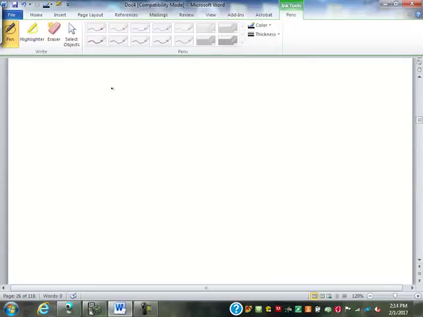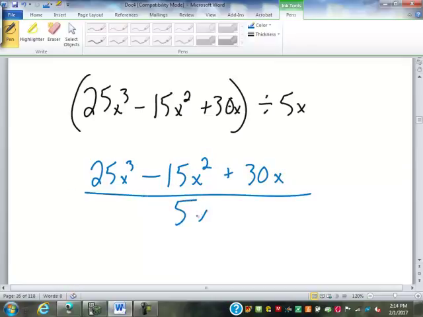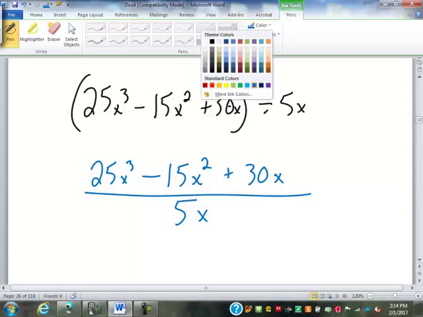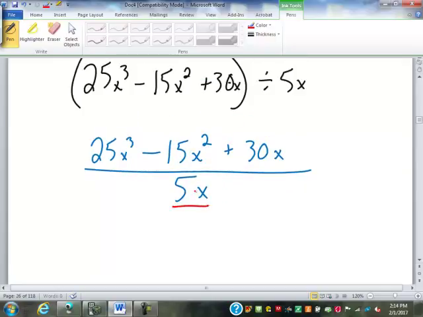So then how about something like this? It's a division, but we're dividing a multi-digit number by that single-digit number. To me, it's easier if I rewrite this like this. Stick with me, guys. Okay. So here we're going to divide each term by the 5x.